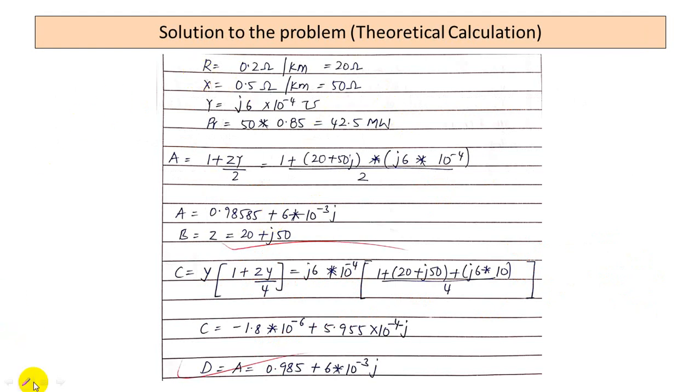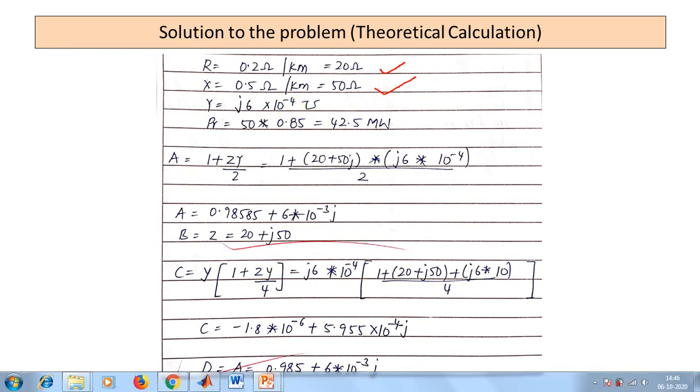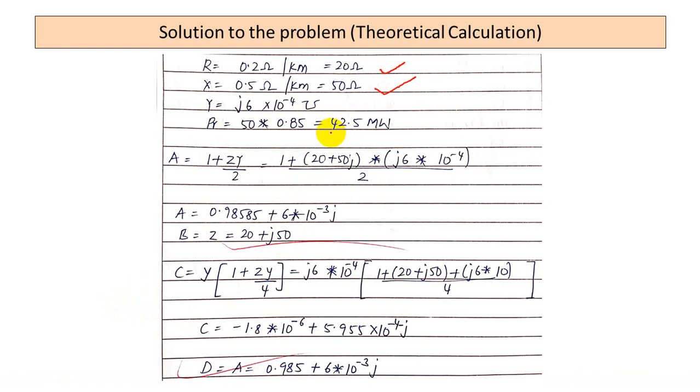Yes, they have given R as 0.2, as I have told you, multiplied by 10 power 3, you get 20. X multiplied by 10 power 3, you will get 50. They have given Y is equal to j into 6 into 10 power minus 4. Of course, they have given 60, so here we have taken it as 6 into 10 power minus 4. This is a mathematical term that you can easily understand. It is not a problem. So these are all the terms that we have taken from the problem. And of course, what is Z? Z is nothing but 20 plus j50. You know Y. Y is nothing but j into 6 into 10 to the power minus 4. That also you know.